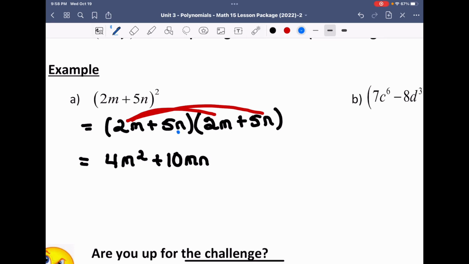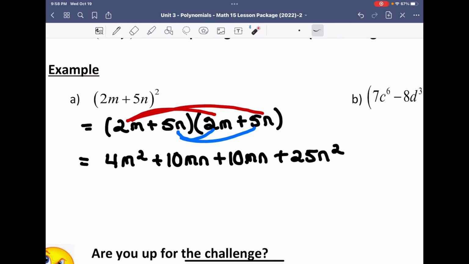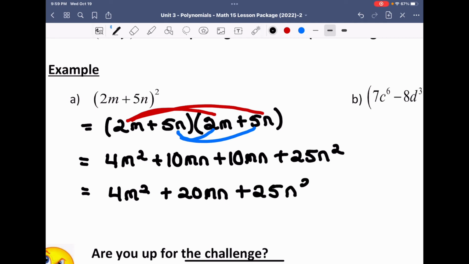Now I need to do the inner terms and the last terms. 5n times 2m is plus 10mn. And then 5n times 5n is plus 25n squared. Which ones can I combine? This is going to become a repeated pattern, the middle two terms. So this is equal to 4m squared, 10mn plus 10mn is equal to plus 20mn, and then plus 25n squared.